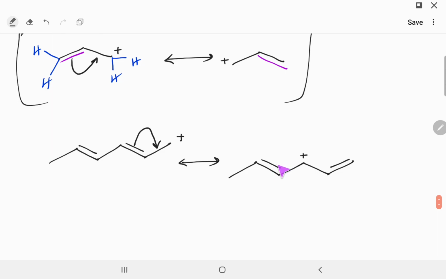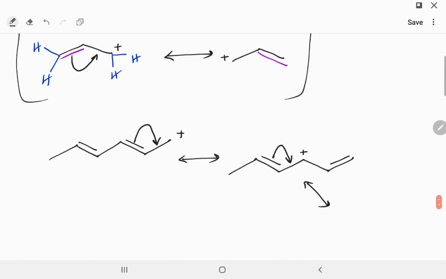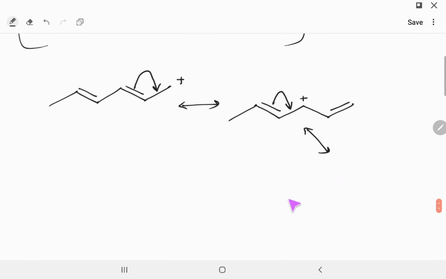Then you can further delocalize this positive charge. You can use the next double bond and then draw another resonance structure, of course. And in here what happens is that this carbon will get the positive charge, and then the double bond will shift by 1 carbon. So in each of these situations the double bond will shift by 1 carbon and the positive charge will shift by 2 carbons.